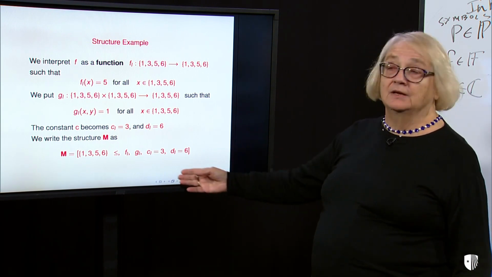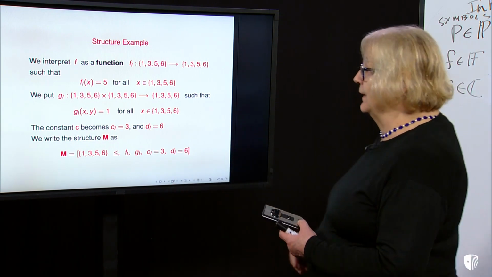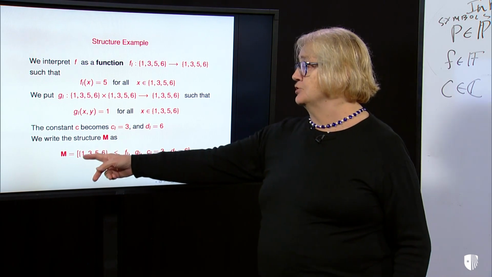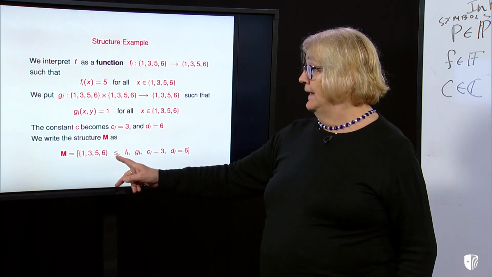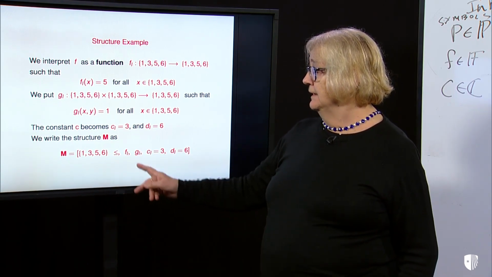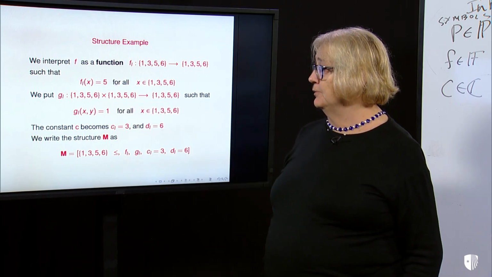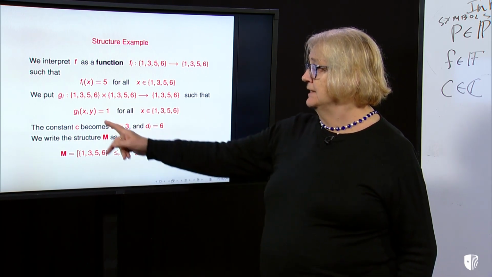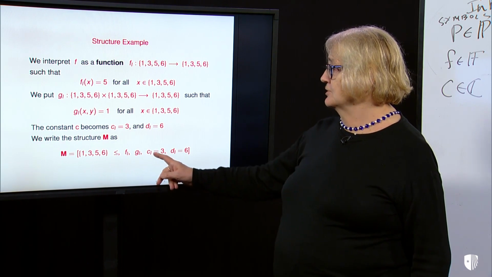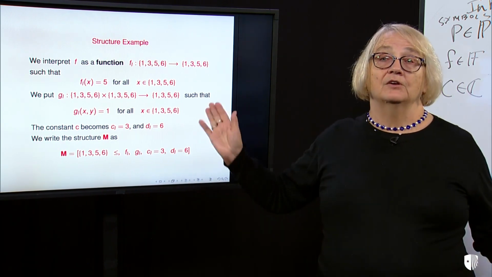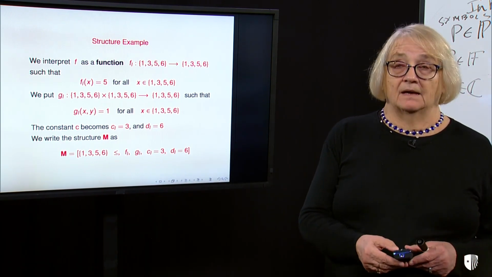And now my structure, we write it like that. So now the structure is: this is the universe. Now the predicate is less-or-equal. The function F defined by that formula. The function G is defined by that formula. Constant c is 3, and d is 6. So I defined our structure.